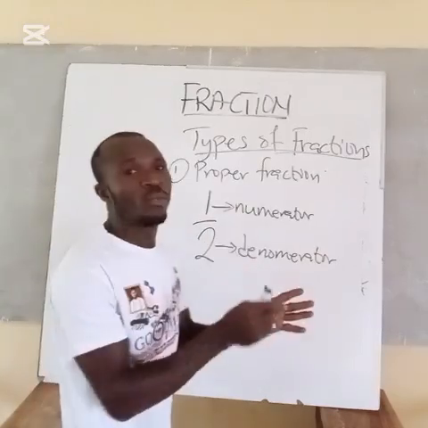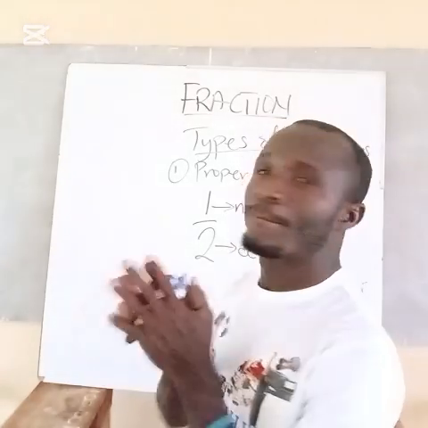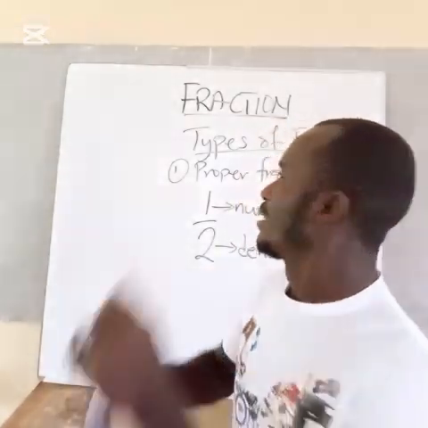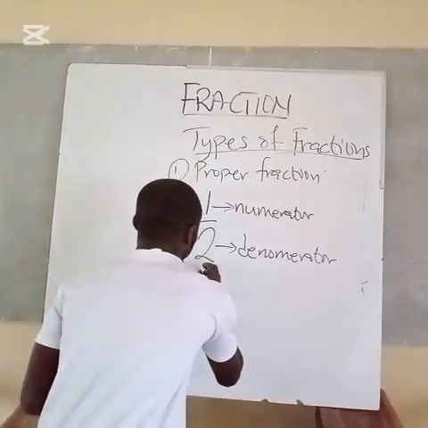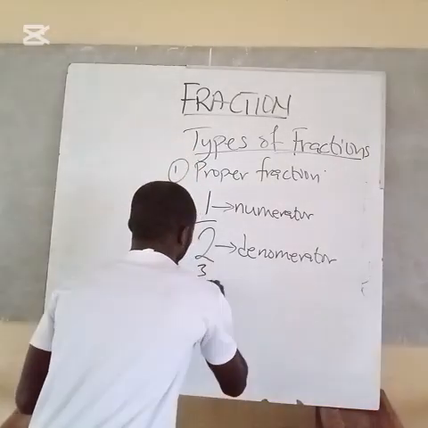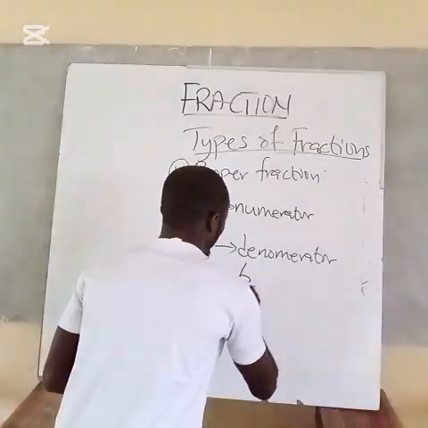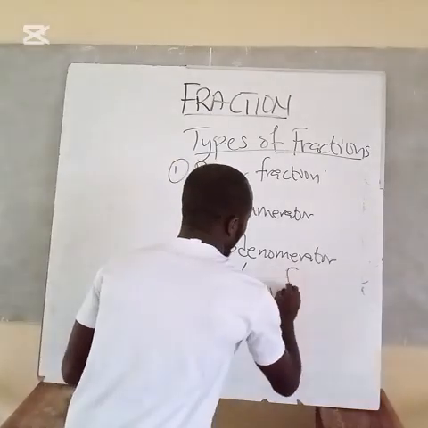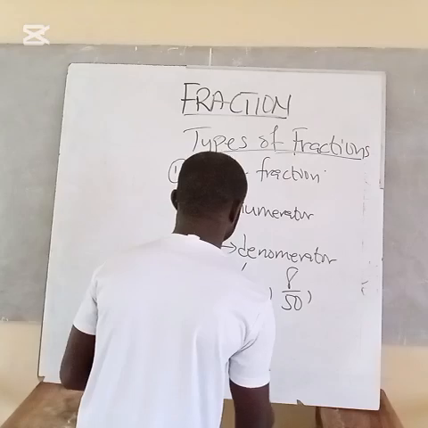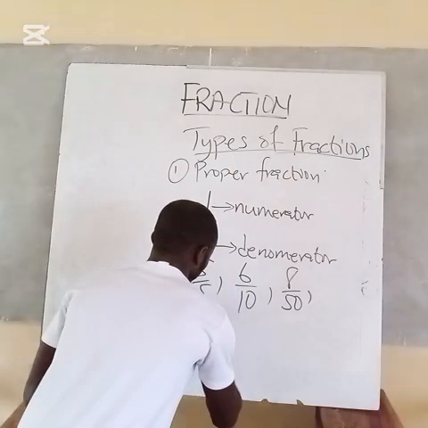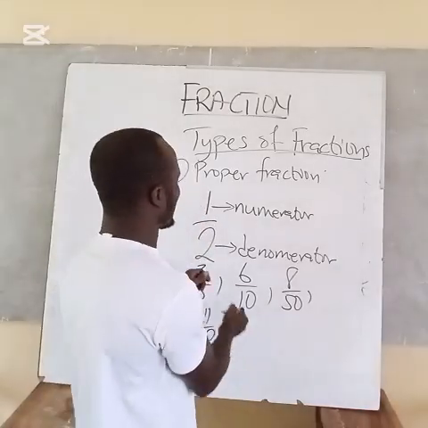The numerator is always lesser than the denominator. They are what we refer to as the proper fractions. So more examples: another example is 3/5. 3/5 is a proper fraction. 6/10, 8/50, 11/12. These are the examples of fractions we talk about.